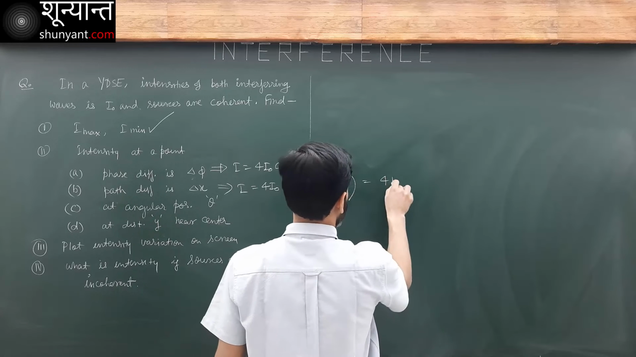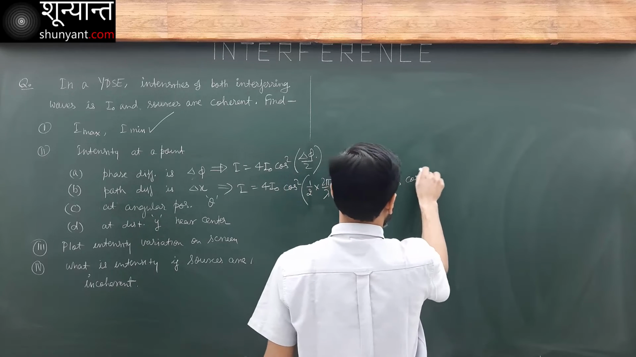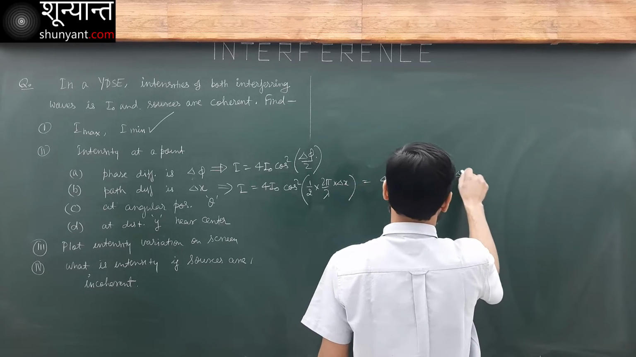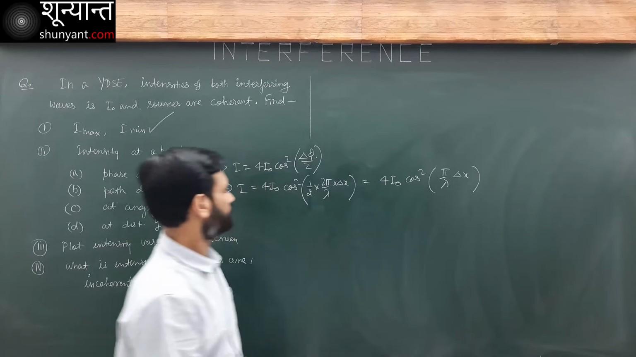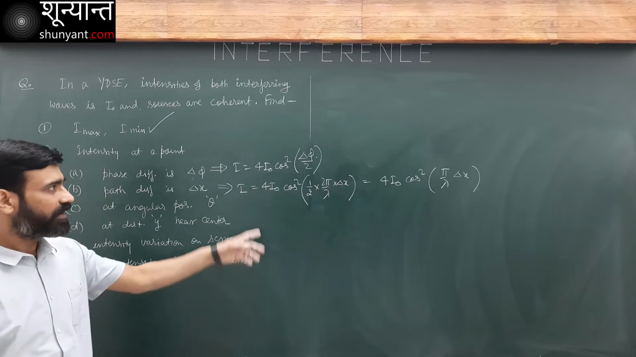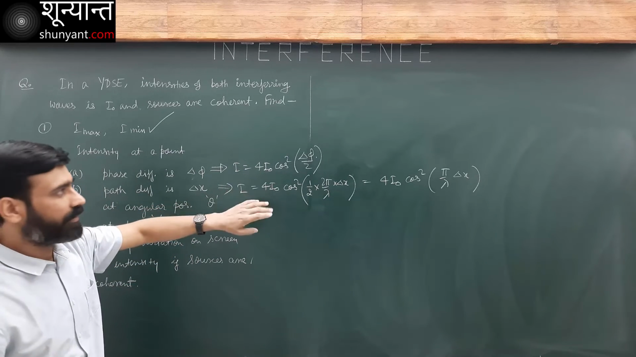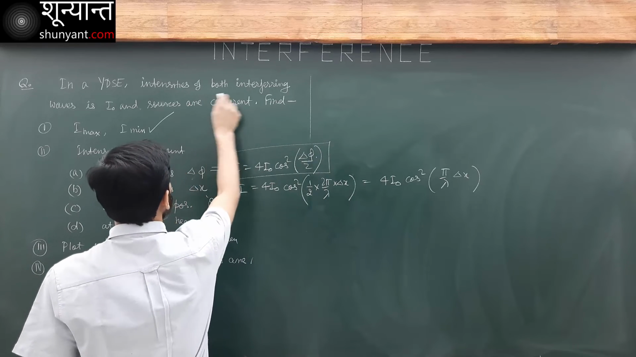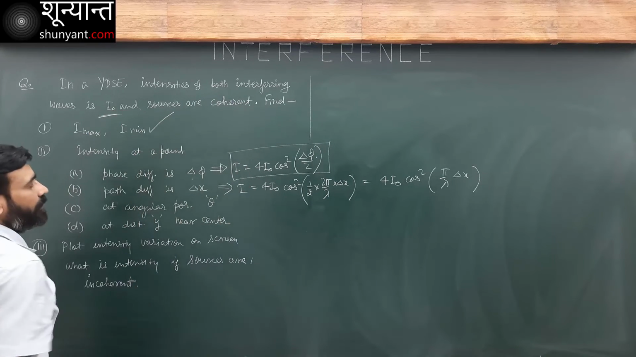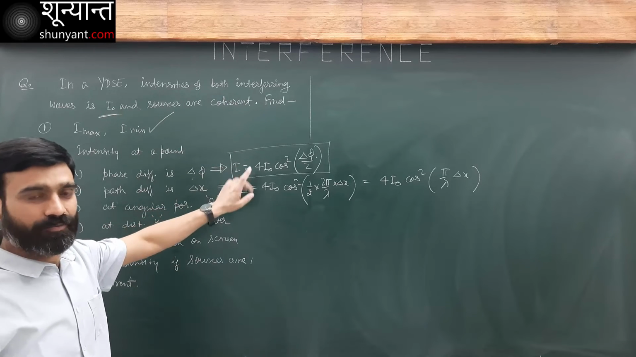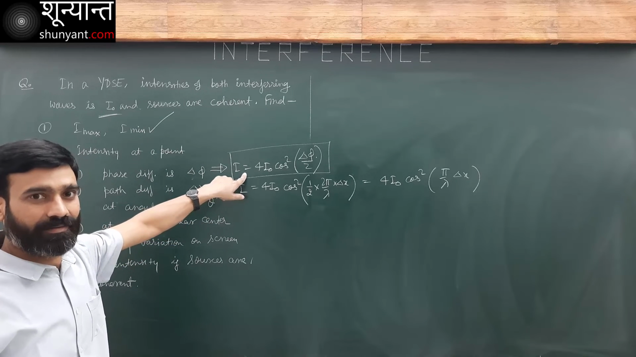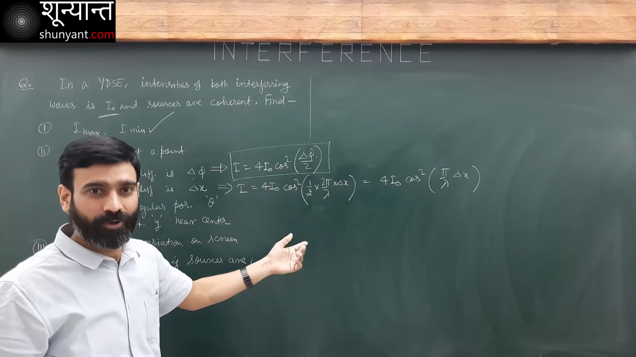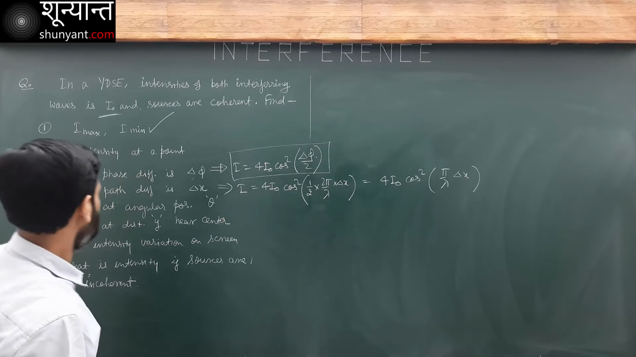It is equal to 4I naught cos square, okay, pi over lambda and delta x. It's a very useful form, especially this one. You should remember this. When two intensities are the same, then this is going to be the resultant intensity. We are going to use this expression in solving problems. After this we are going to do some numerical problems.